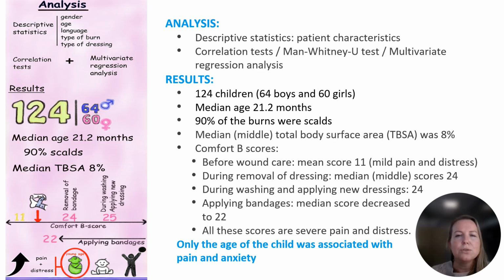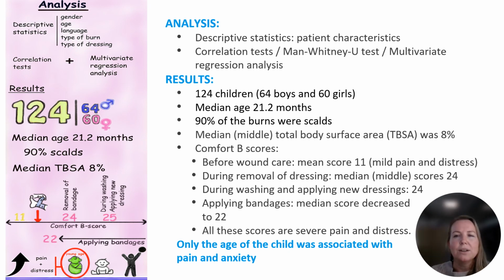Analysis of the Comfort B scores revealed that the median or middle pain and distress scores were 24 during removal of bandages, 25 during washing, and during application of new dressings. The median score decreased to 22 when bandages were applied at the end. All these scores are severe pain and distress.